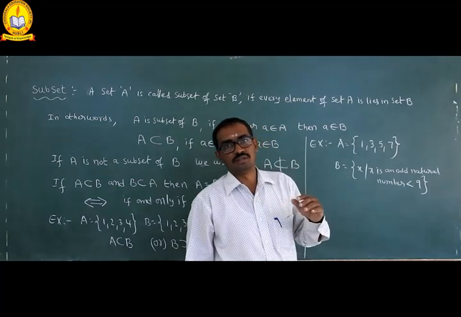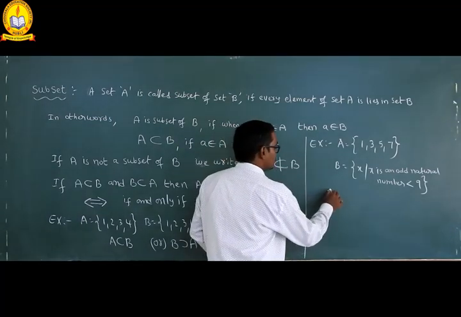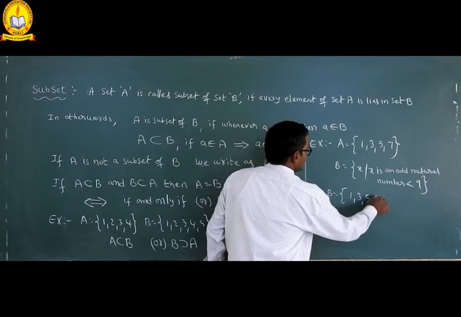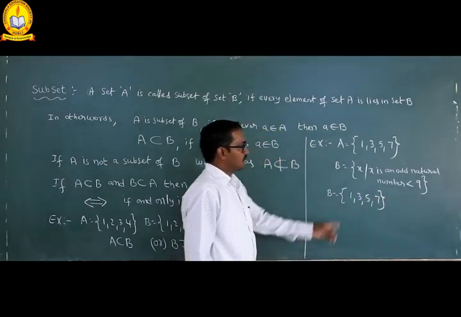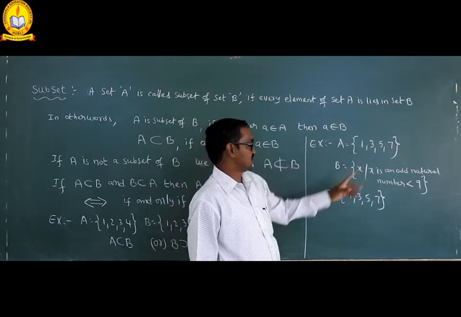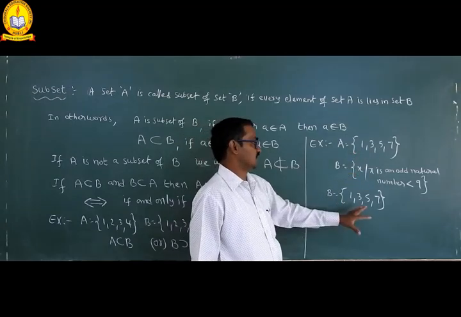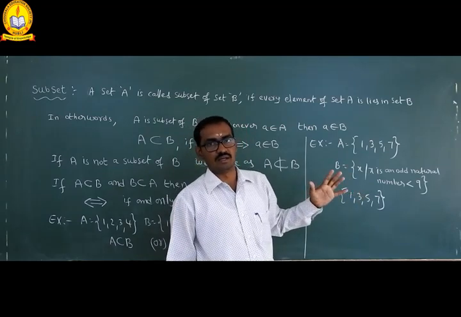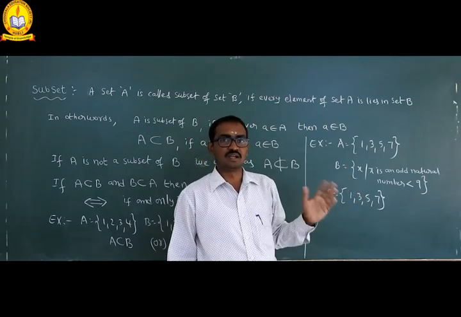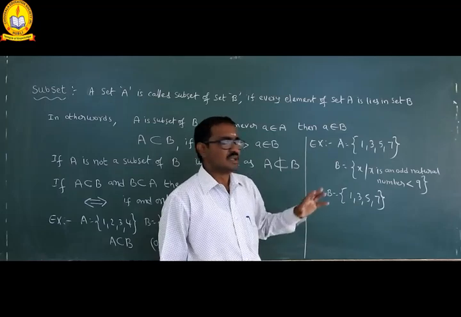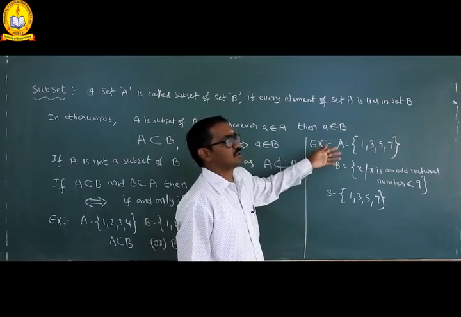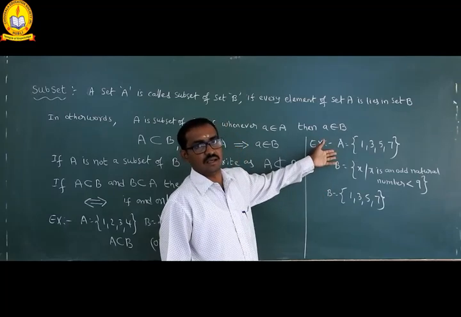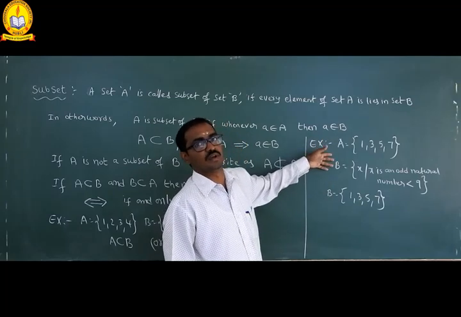What are the odd natural numbers less than 9? They are 1, 3, 5, 7. Set A has the elements 1, 3, 5, 7. Set B has the elements 1, 3, 5, 7. Both have the same elements. So we can say that set A is equal to set B. That means A is a subset of B and B is a subset of A.